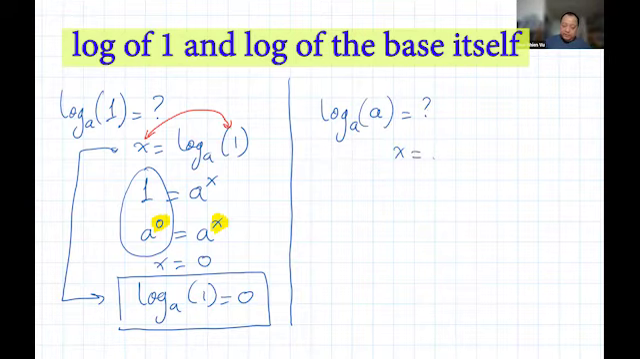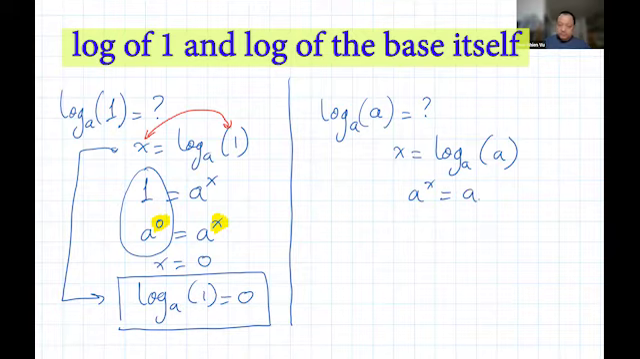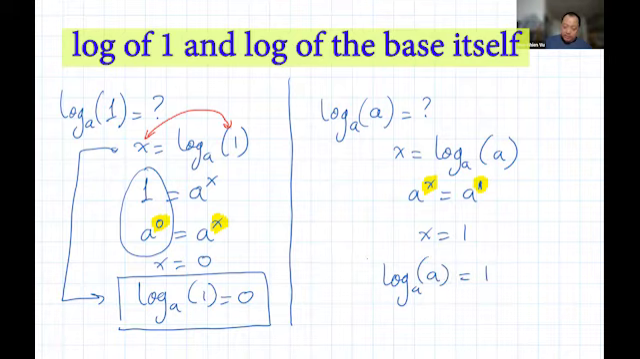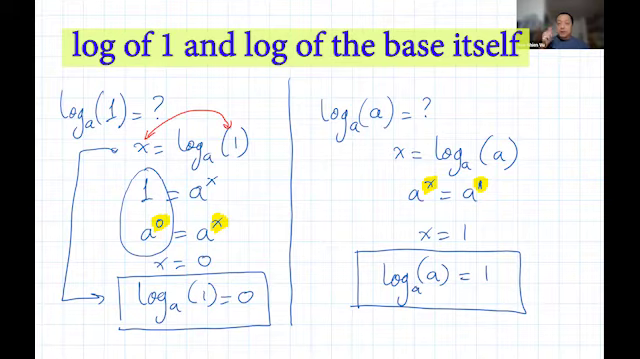I set x equal to the logarithm. I convert. I get a to the x is equal to a. They're already the same base. I just need an exponent. a is a to the first. And therefore, this x and that one must be the same number. x equals 1. And since x is log base a of a, it says log base a of a is equal to 1. Log of some base of itself is always equal to 1.